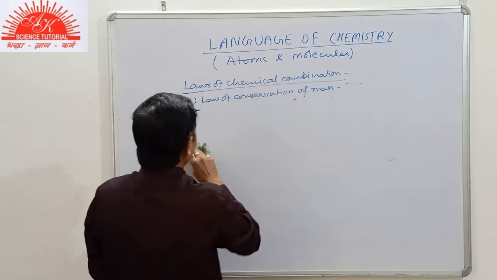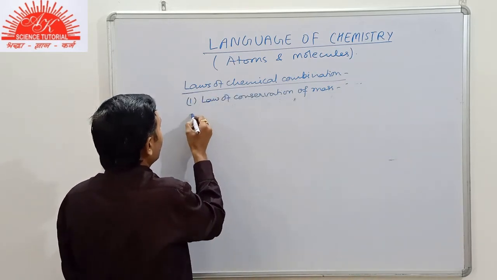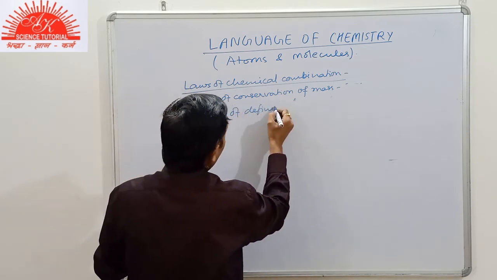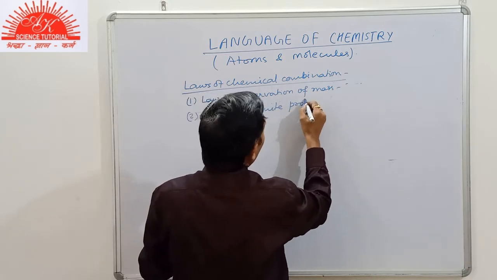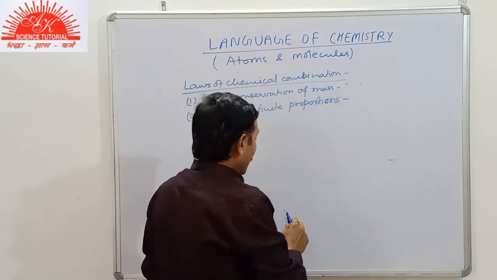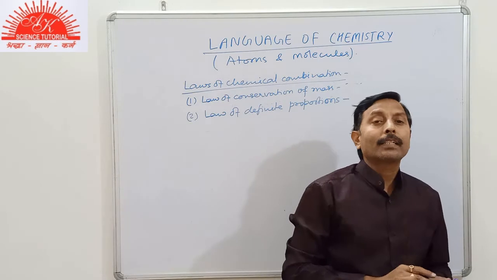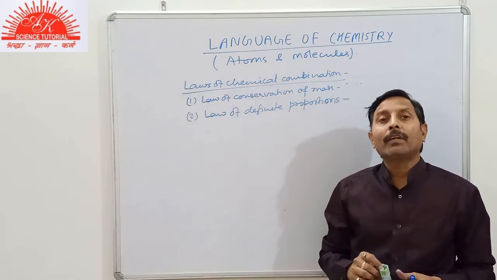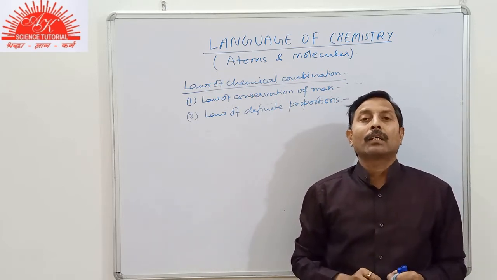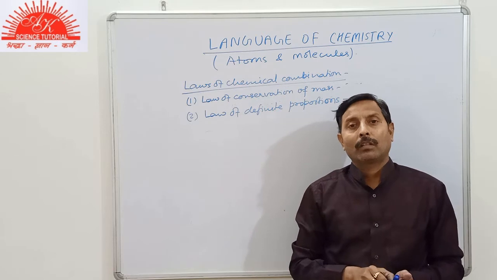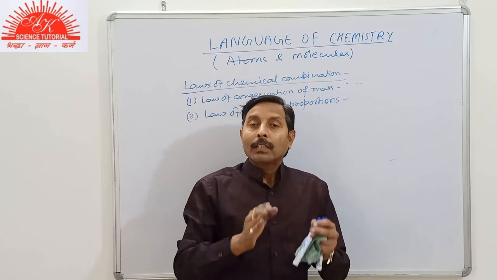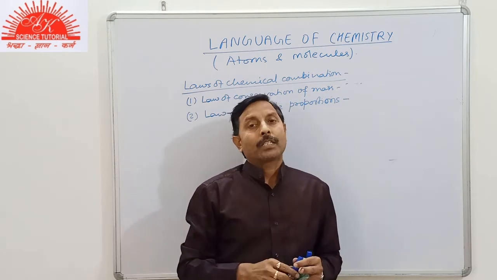The second law is the law of definite proportions. According to this law, atoms of elements always combine in a definite proportion by mass to form a molecule of a compound. That is, whatever may be the source of that compound, the composition will always remain constant.